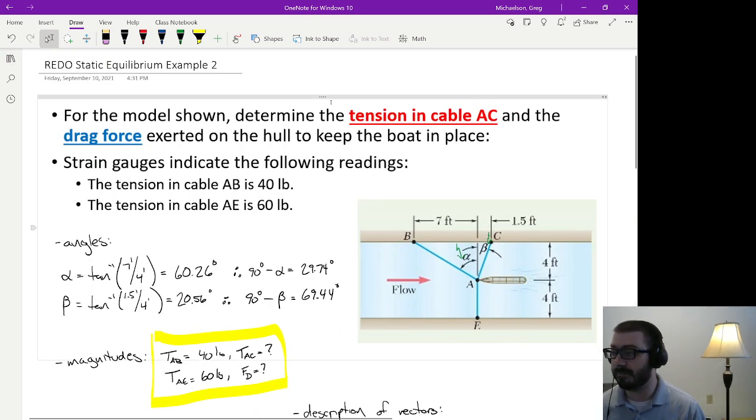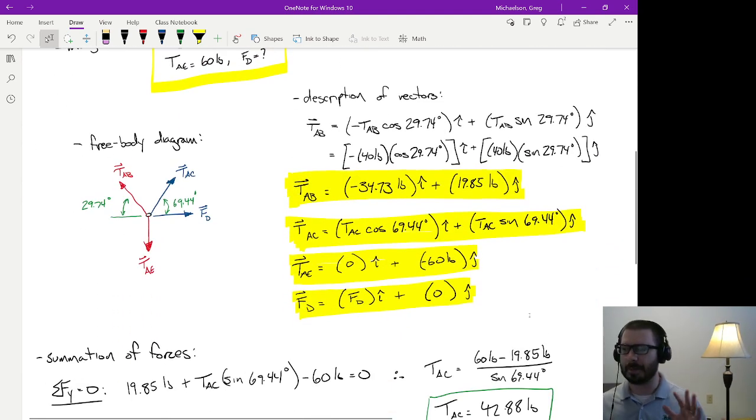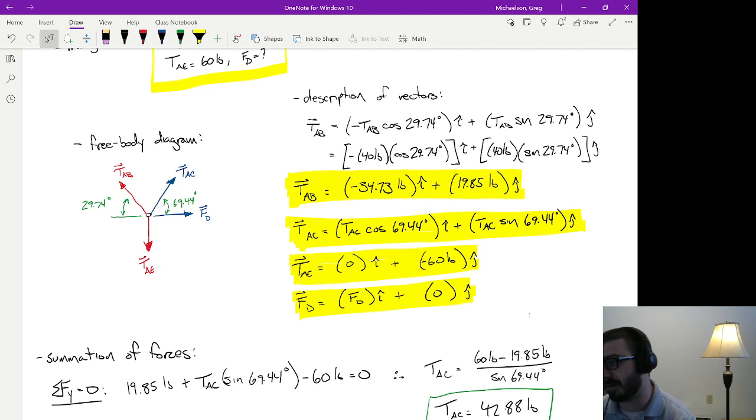So first off, what I have is the free body diagram, and I did a couple things a little differently than I did in class today. The first thing I did is I used a different color scheme. I used red for all of the forces that I know and blue for all of the forces that I don't know. I don't think that really matters. I just wanted to differentiate between the two, especially since there's a lot of forces going on in this problem. And then I placed the angles with respect to the horizontal right there on the free body diagram.